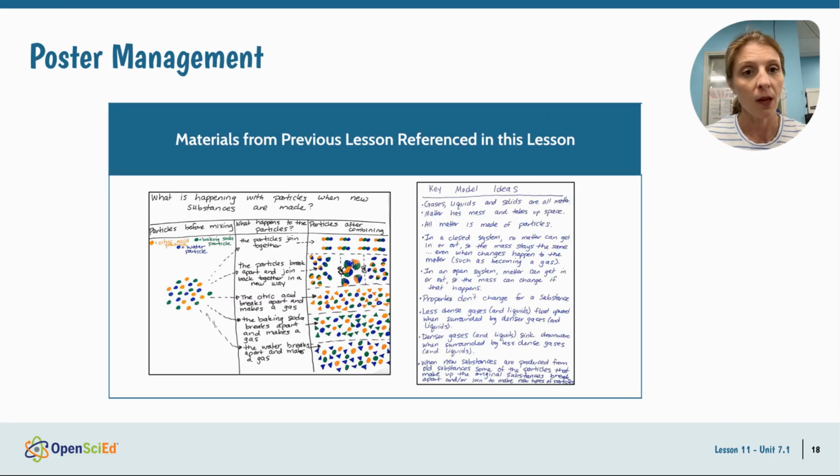Poster management. There are 2 posters, and these we made in lesson 8 that you're going to want to refer to throughout the lesson. Make sure that both of these posters are posted somewhere where it's very visible and readily accessible for students to be able to see.